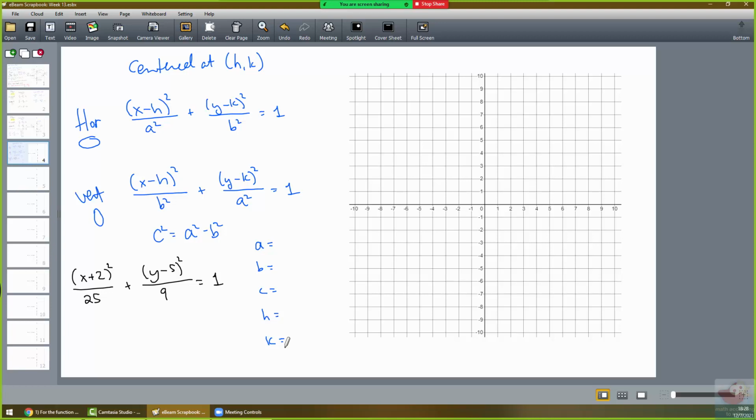x plus 2 quantity squared over 25 plus y minus 5 quantity squared over 9 equals 1. If you would, please find your a, b, c, h, k. I'll give you a minute.